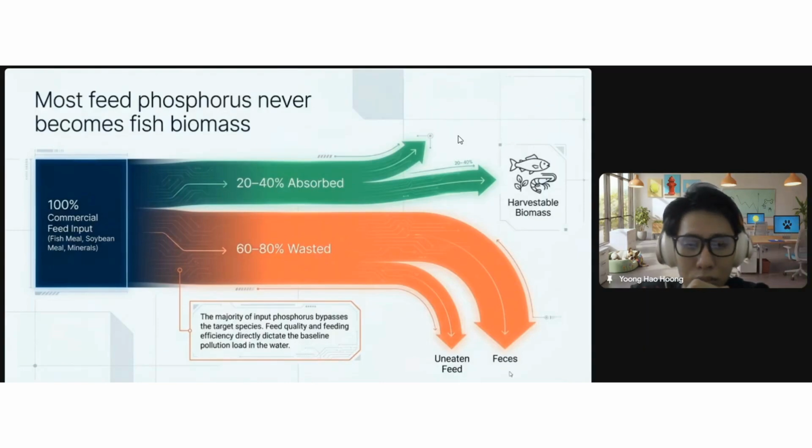So where does the source come from? The main source of the phosphorus in aquaculture is commercial feed. However, fish and shrimp only absorb maybe 20 to 40% of it, and the remaining 60 to 80% will enter the pond through the uneaten feed and the waste, becoming available in the water.